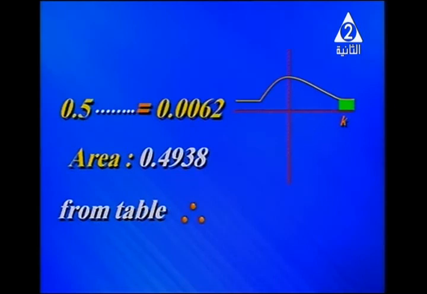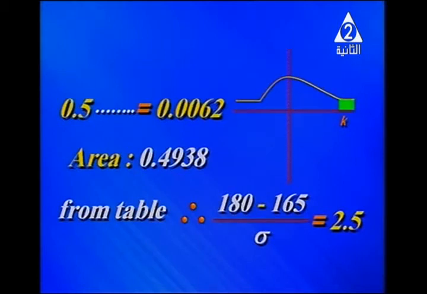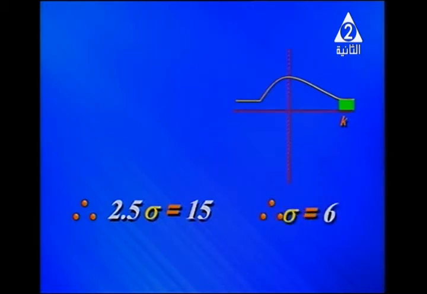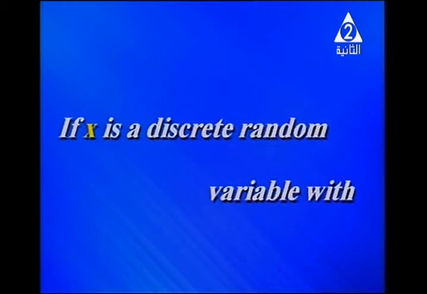From the table, dear student, 180 minus 165 over sigma equals 2.5. Then 2.5 sigma equals 15. Then the standard deviation equals 15 divided by 2.5. The answer is 6. Another example.